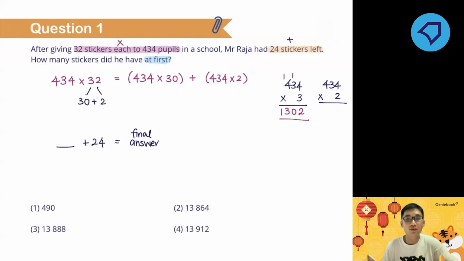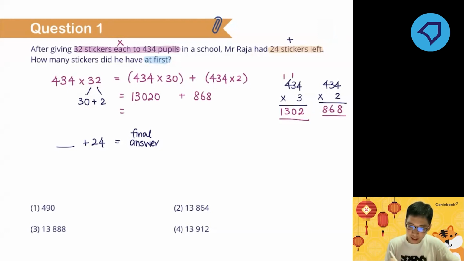Now, I have here 1,302, but this is only for multiplying by 3, and in this working I'm multiplying by 30. 30 is 3 times 10. So I still need to multiply this answer by 10. I add a 0 to the back of this answer, so that will give me 13,020. Now for the next part, 434 times 2. 4 times 2 is 8, 3 times 2 is 6, 4 times 2 again is 8. So that is 868. Now let's add both answers together. I will get 13,888. Wow, nice number here, 888.